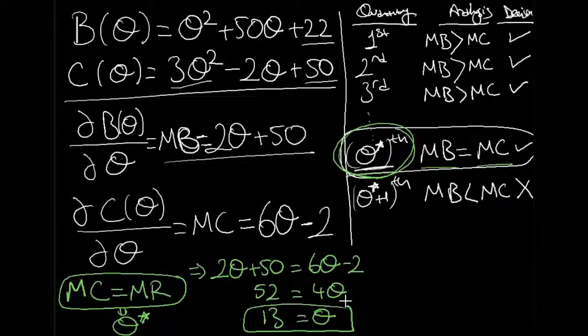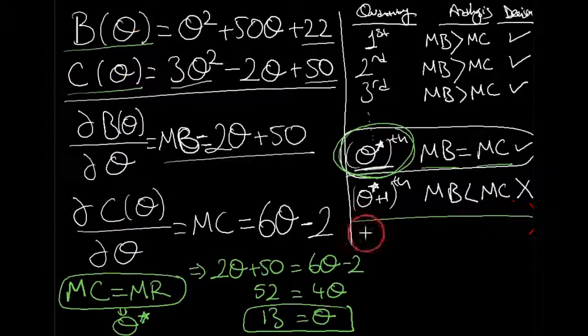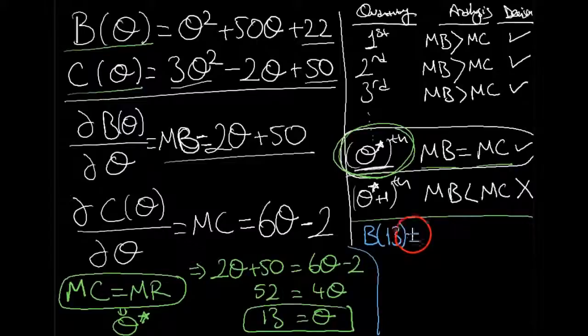So how much is our profit? Let's plug in 13 into these two equations, benefit and cost equation, right? So let's put this here. Okay, so benefit, your total benefit when you produce 13 units, which is the profit maximizing quantity, you'll see that Q squared is 169 plus 50Q is 650 plus 22. Okay, this is going to give you 841.